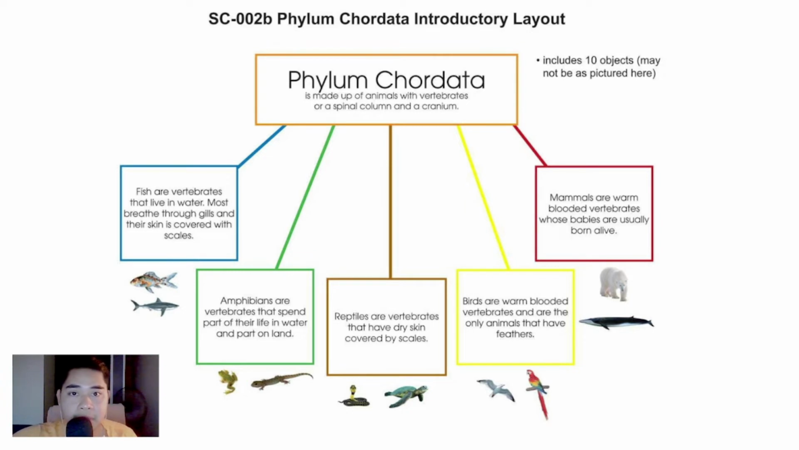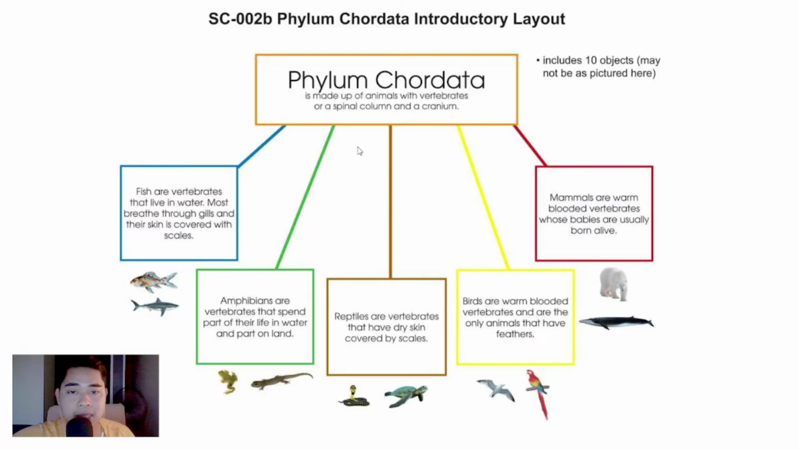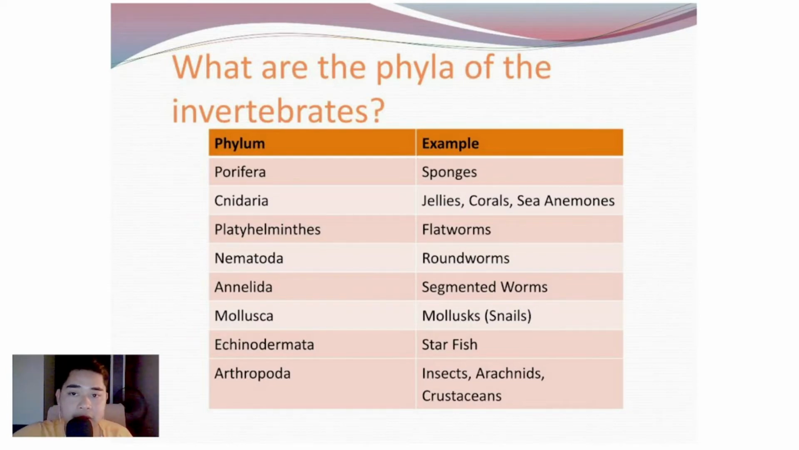Again, when we talk about Phylum Chordata, it is made up of animals with vertebrates or a spinal column and a cranium. Cranium is another scientific term for the skull. So we have here the fish, for instance, lizards, reptiles, snakes, and turtles, and also mammals, where human beings belong. So what are the phyla of invertebrates? Once again, Phylum Chordata is for vertebrates, and invertebrates are identified under these different phyla.